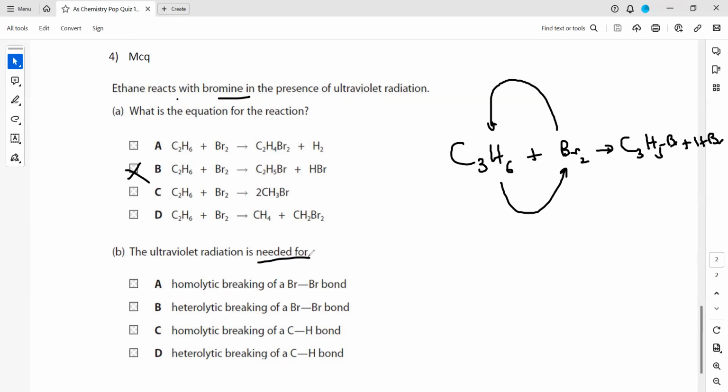Why do we need ultraviolet radiation? Because we want to initiate the reaction, and the reaction can be initiated by producing free radicals of halogen. Free radicals of halogens are produced when UV light causes homolytic bond breaking of the halogen. Homolytic means it produces free radicals. So A should be the right answer for this. So this was a pop quiz related to organic chemistry.